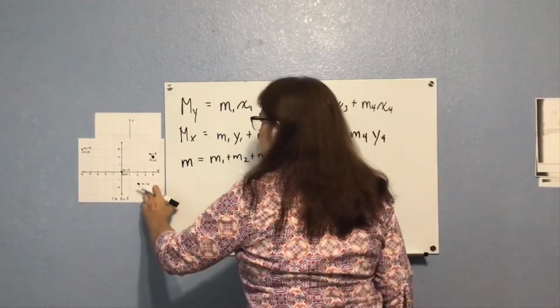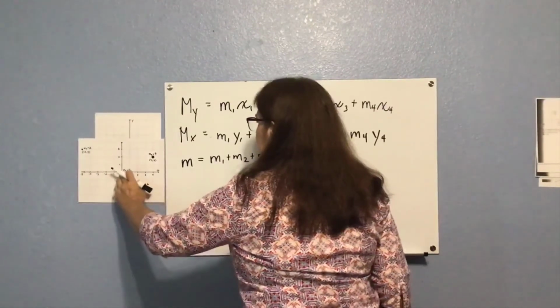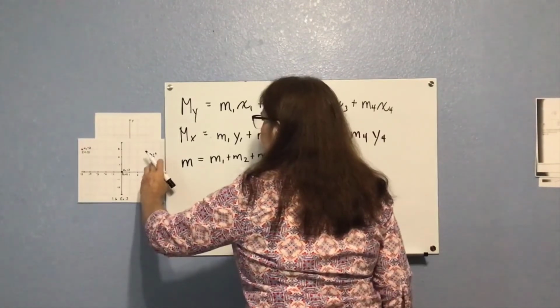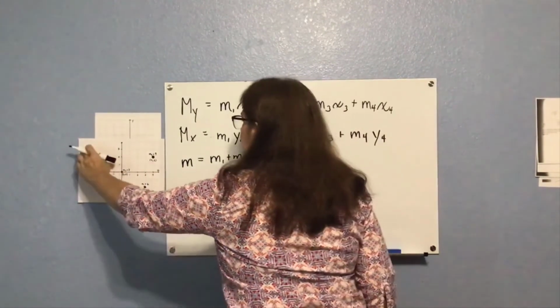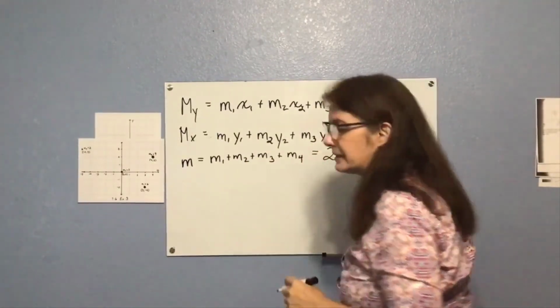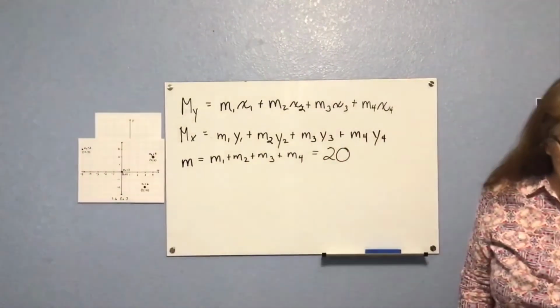I've got a mass of 6, a mass of 3, so that's 9. Another 9 is 18, and 2 is 20. So the total mass of my system is 20.